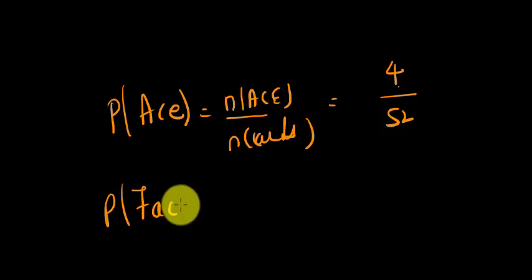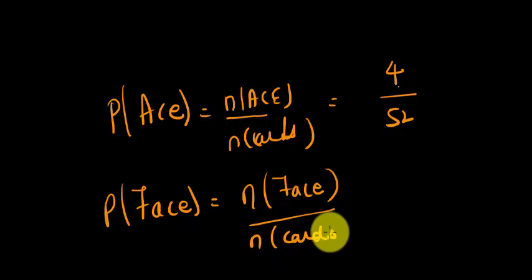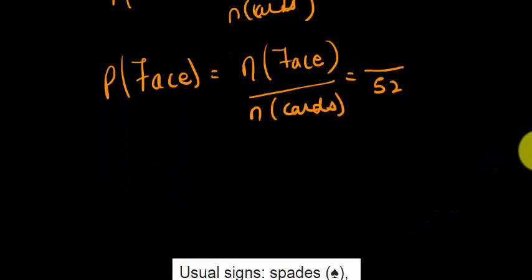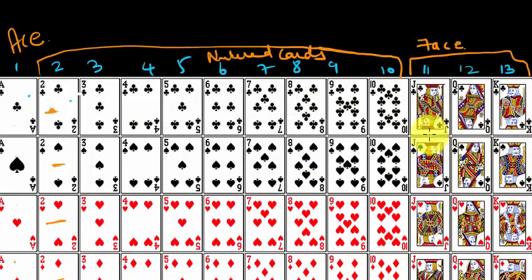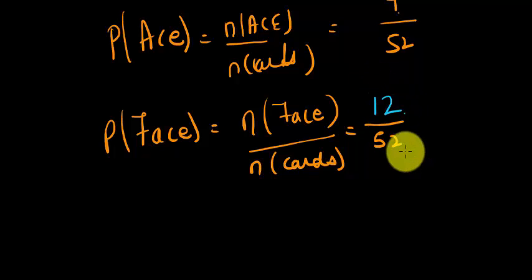Now what about me getting a face card? What's the probability of me getting a face card? That's going to be the number of face cards divided by the number of cards in the deck. So the denominator I already know, it's going to be 52. But what about the numerator? How many face cards are there in the deck of cards? There is 1, 2, 3, 4, and then 3 in this. So 12. So 12 face cards divided by 52. That is the probability of me getting a face card out of a deck of cards.